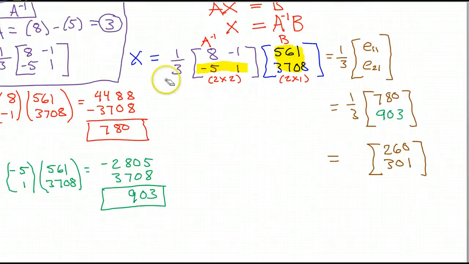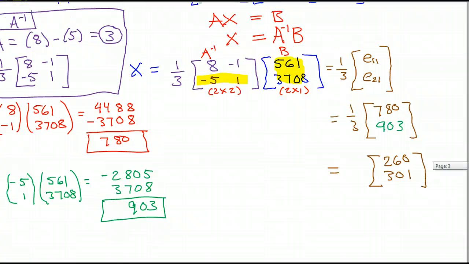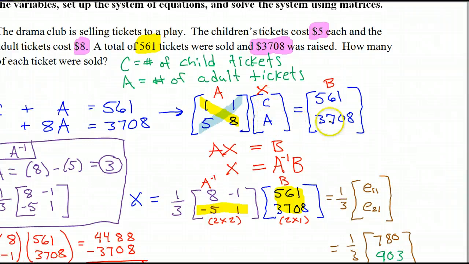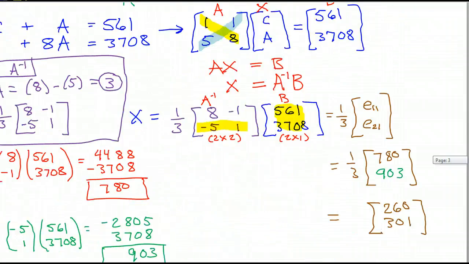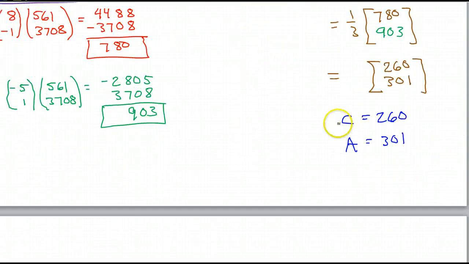What we have found is matrix X. So just to follow all the way through, remember that matrix X was this matrix, C and A. So that means that C is 260, the number of child tickets, and A is 301, the number of adult tickets. So before we call ourselves completely finished, we should take this and put it into a sentence.